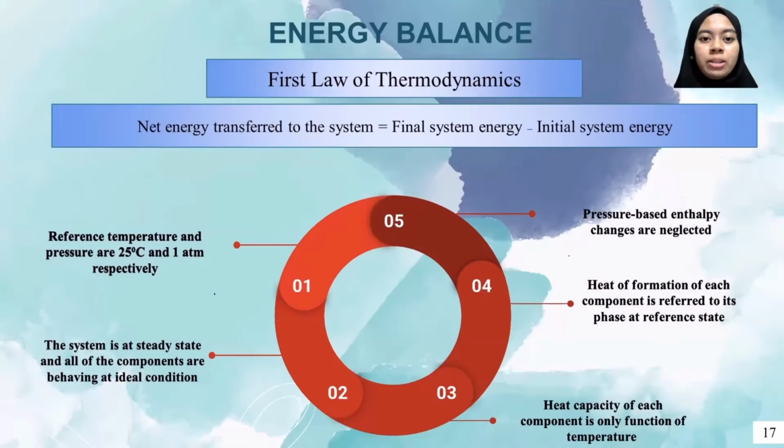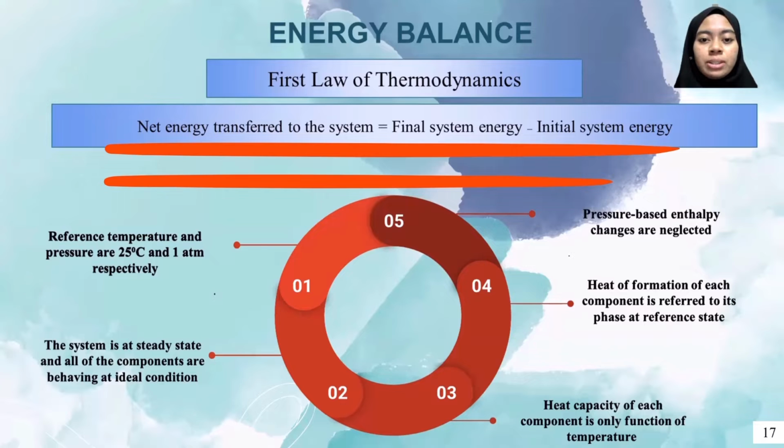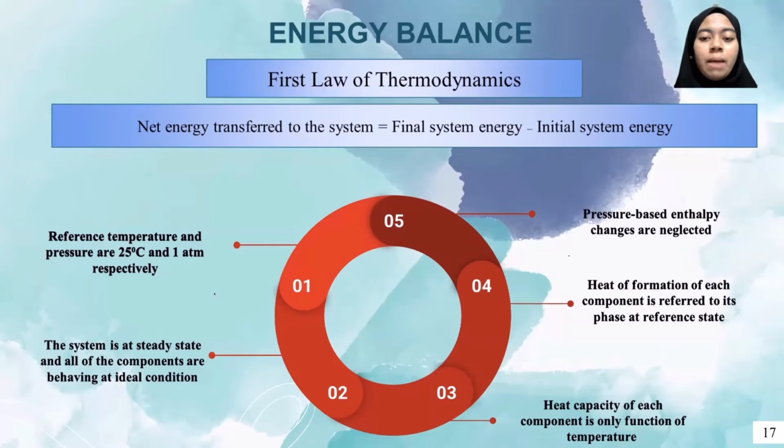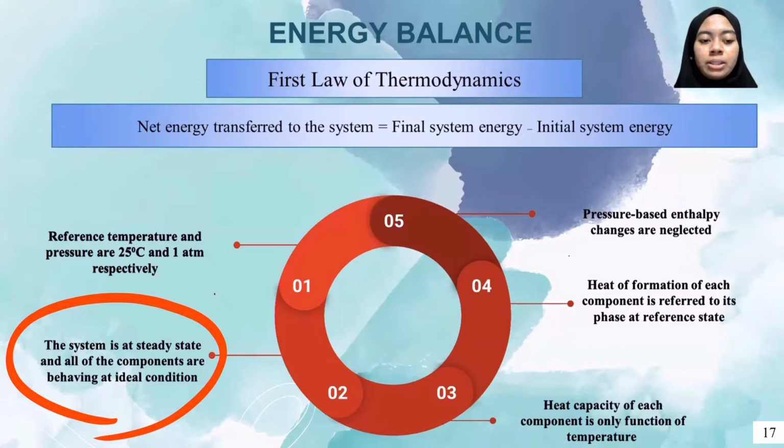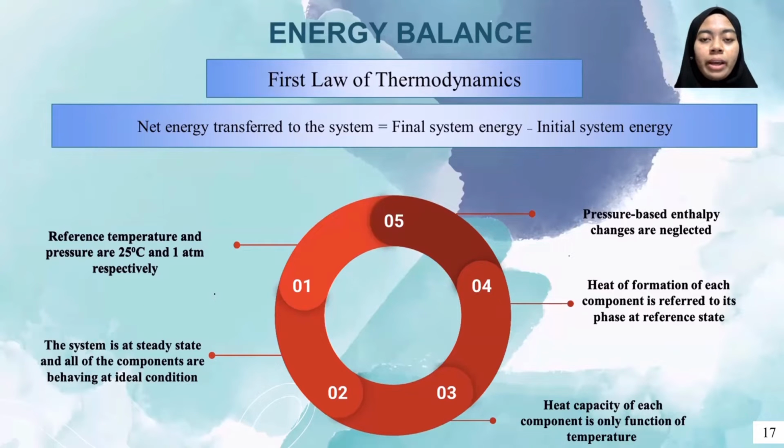Next, for the energy balance, we'll be using the first law of thermodynamics, which is net energy transferred to the system is equal to final system energy minus initial system energy, with the reference temperature and pressure at 25 degrees Celsius and 1 atm respectively. The system is at steady state and all of the components are behaving at ideal condition. Heat capacity of each component is only a function of temperature, and heat of formation of each component is referred to its phase at reference state. And lastly, pressure-based enthalpy changes are neglected.